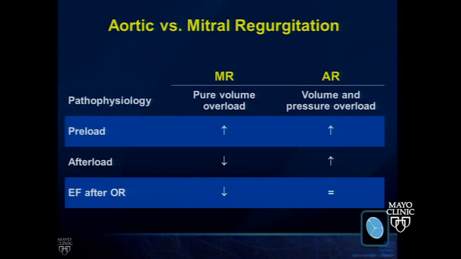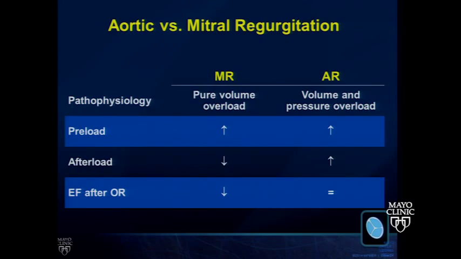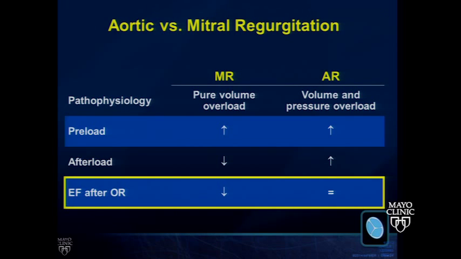Now, if you think back to our Starling curves and our force tension curve, preload increase is going to make the ejection fraction increase. Afterload decrease is going to make the ejection fraction increase. So if you replace or repair the valve, the ejection fraction is always going to fall after operation. This is opposed to aortic regurgitation, and we'll go into that in the second half of this talk. But remember, in mitral regurgitation, the preload is up, the afterload is down, so the ejection fraction is going to decrease after operation.